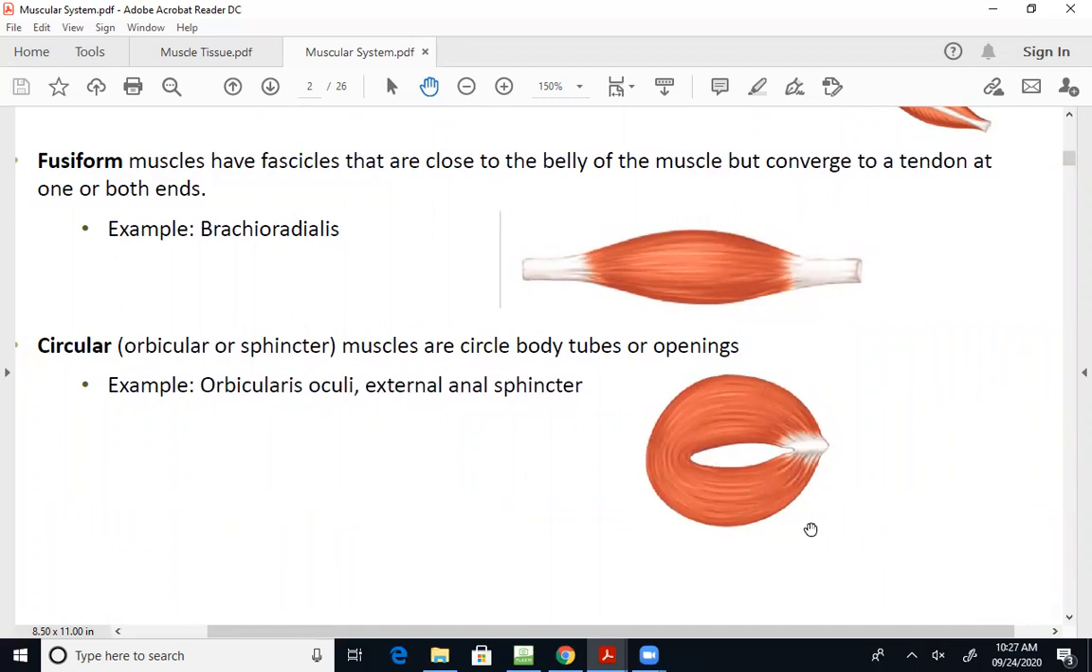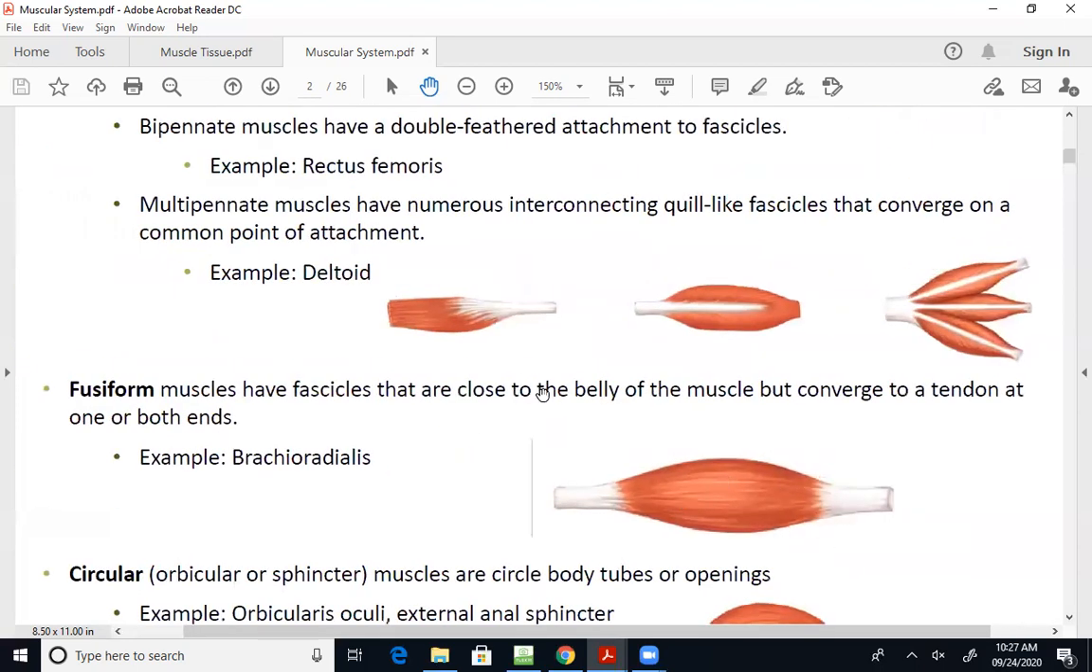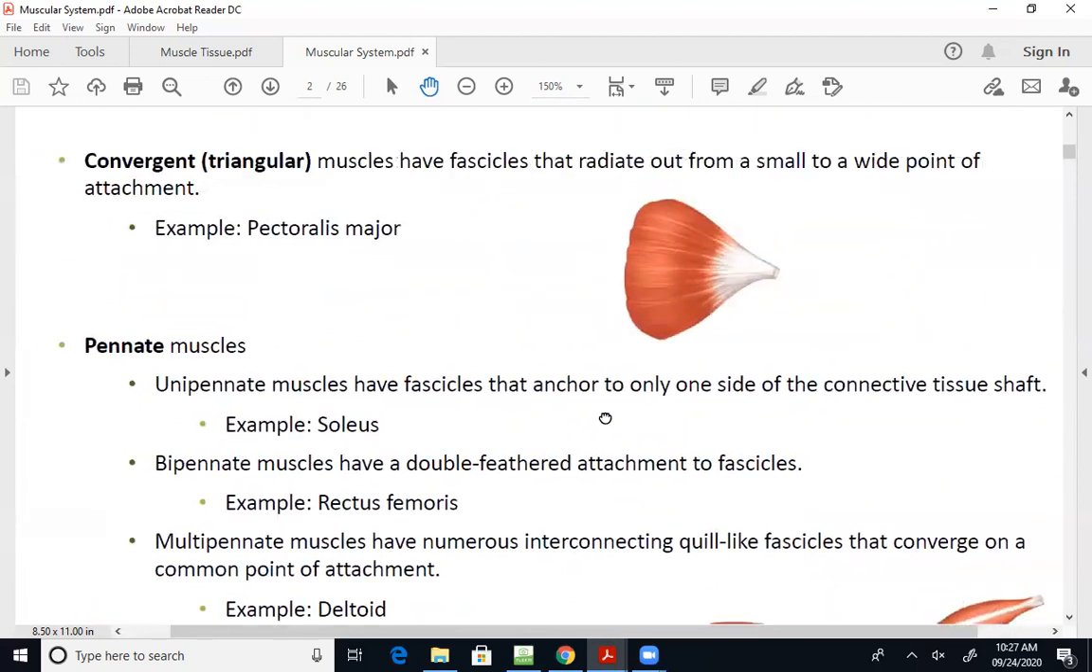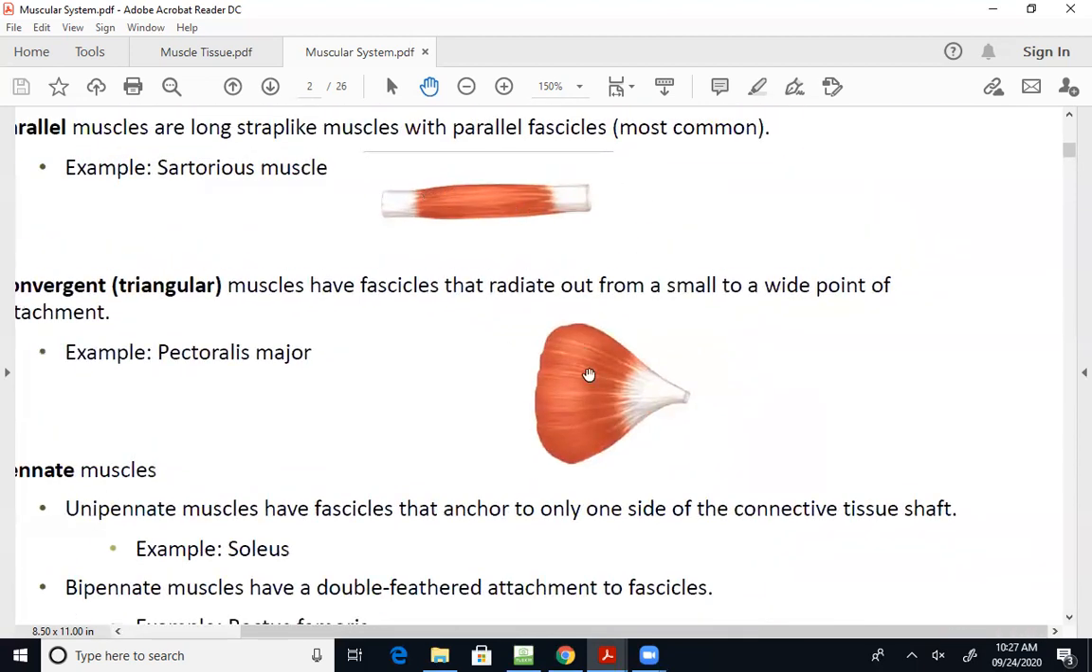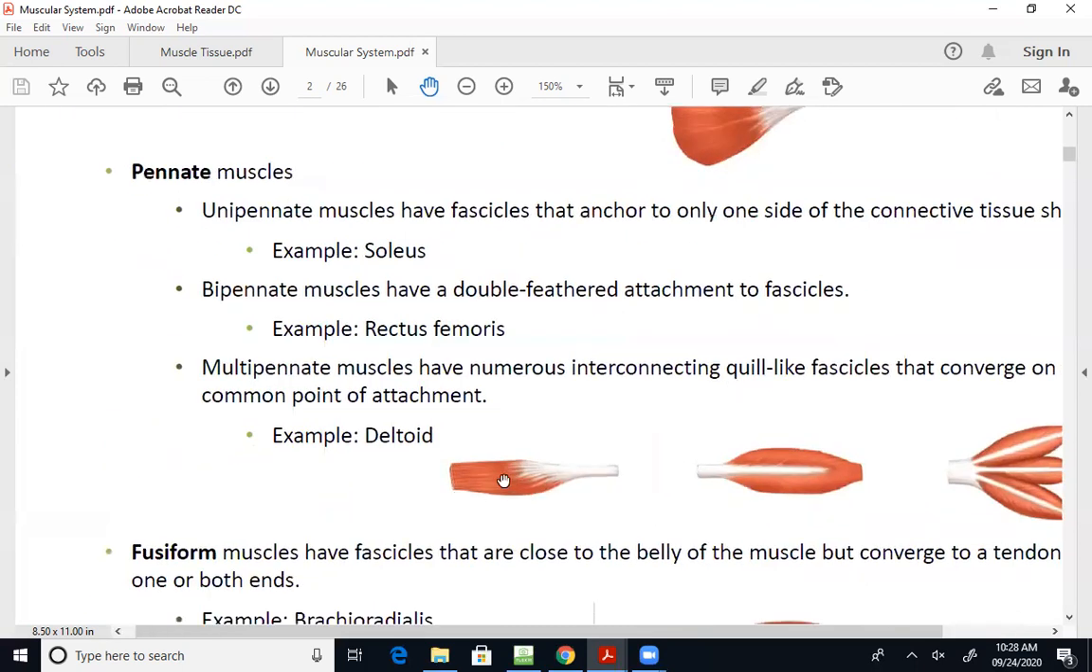Circular, probably pretty common sense why we call it that. Also known as orbicular or sphincter muscles. They are going to circle around body tubes or openings, like around our eyes, which is what your orbicularis oculi does, and then the external anal sphincter, which surrounds the opening to your digestive tract at the tail end, I will say. As far as the pictures go, do actually know them, because I want you to be able to identify, like, this is parallel, this is convergent or triangular, this is unipennate, etc.